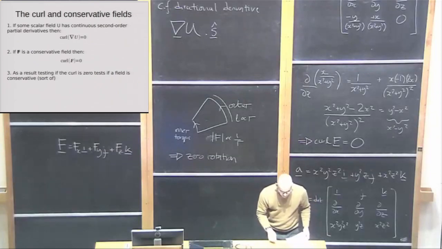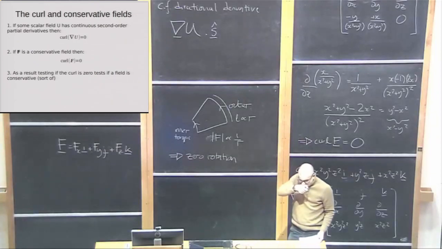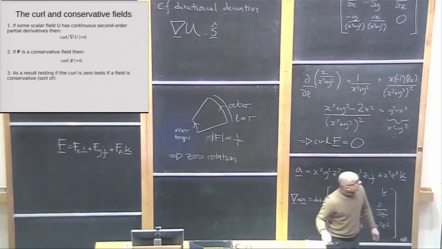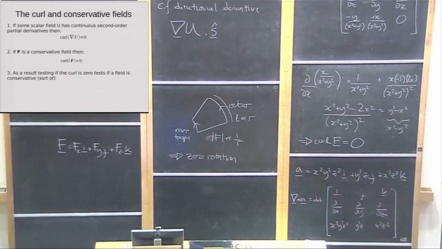So, what does it tell you that the curl of a vector field is 0? So, we know that if we have some scalar field u with continuous second-order partial derivatives, then the curl of that is 0. I think you understand what that means, but we're going to come to that in a moment anyway. We know that if f is a conservative field, therefore, the curl of f is 0.